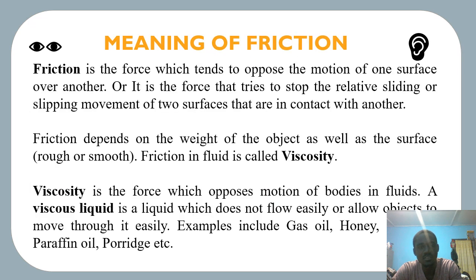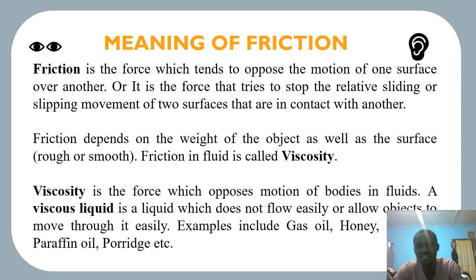Starting with friction. What do you understand by friction? Friction is something that we encounter every day in our daily activities. Friction simply means the force that tends to oppose the motion of one surface over another. So the force that prevents bodies in contact from moving or overcoming each other is known as friction. It is also the force that tries to stop the relative sliding motion between two bodies that are in contact.